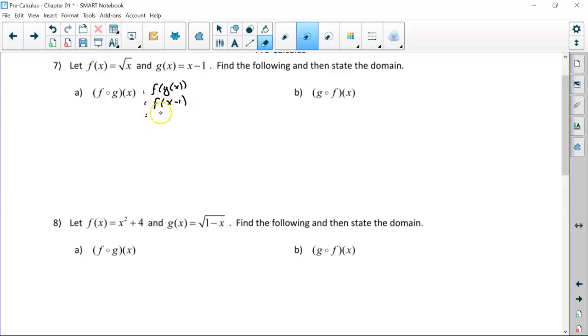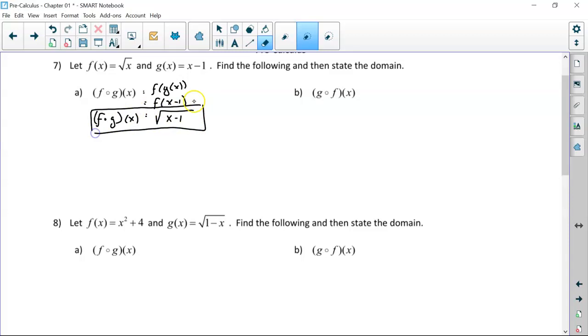So it's f of x minus 1. So for that function f, it's the square root of x. I'm going to leave it blank, and that's where I substitute my x minus 1. That's f of g of x. It's the square root of x minus 1.